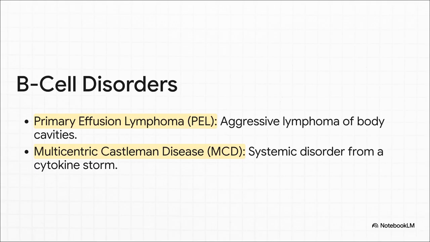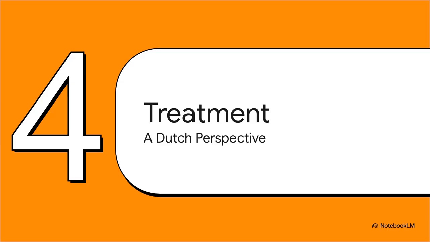The first is primary effusion lymphoma, or PEL. It's this rare, super aggressive lymphoma that causes these malignant fluid buildups in body cavities. And the other is a specific form of multicentric Castleman disease. This is a massive systemic inflammatory problem, basically a cytokine storm that's being directly fueled by lytically infected B cells going haywire. So, that brings us to the big question.